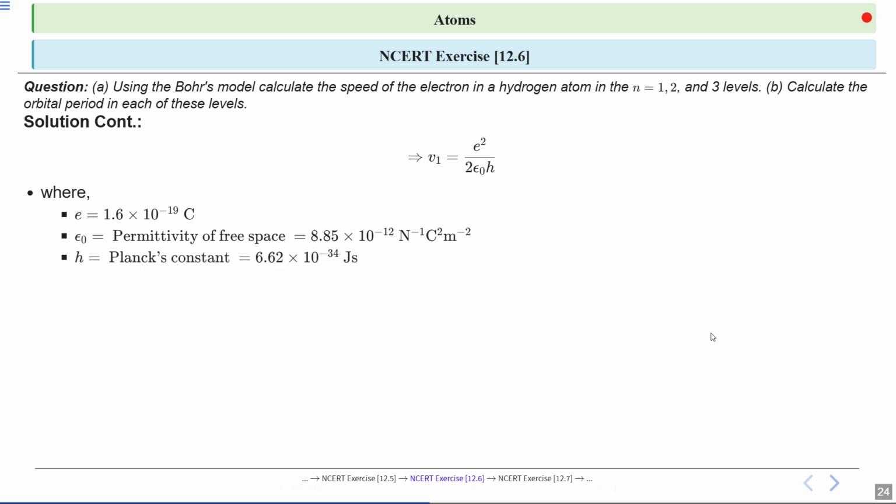Finally, h is the Planck's constant, which is a key value in quantum physics. It relates the energy of a photon to its frequency, and its value is 6.62 times 10 to the power minus 34 joule seconds.